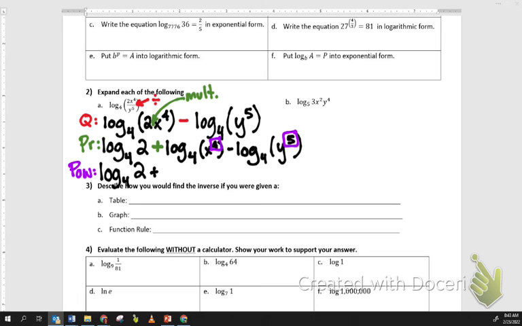Then I'll move my exponents to the front of the log. So I'm moving that 4 to the front of that log. I have 4 times log base 4 of x. And I'll do the same thing with that 5 in the exponent. I'll bring it to the front.